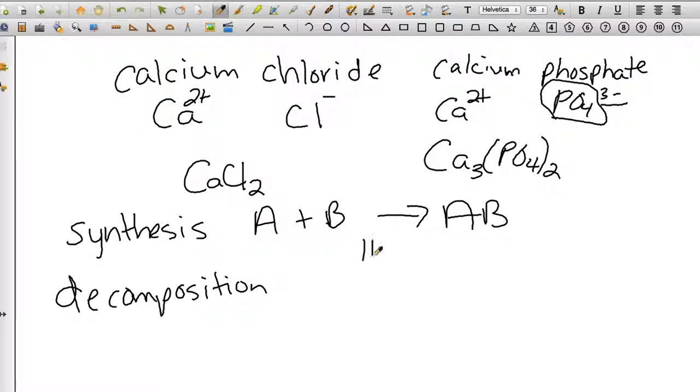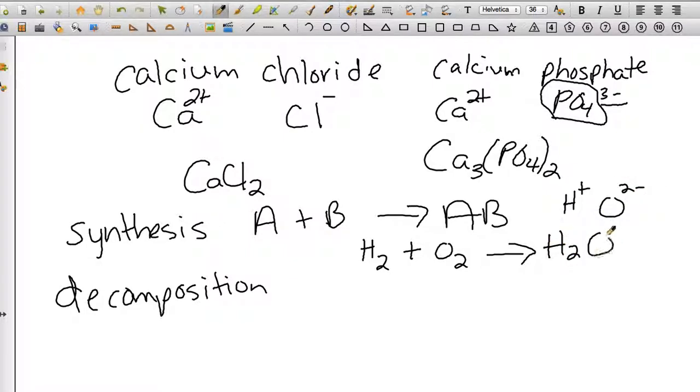So we could have something like hydrogen, which is a diatom. Talk about that a little bit later. Oxygen, which is a diatom. And the two of them form a single compound. Well, we look back at our periodic table and find out that hydrogen will act as a positive cation, and oxygen acts like a 2 negative. And you can go back and look at your table. I'm not going to flip back to show that. So how would these two come together? It would be H2O. So this is our synthesis reaction. We took hydrogen gas, combined it with oxygen gas, and they came together and formed water.